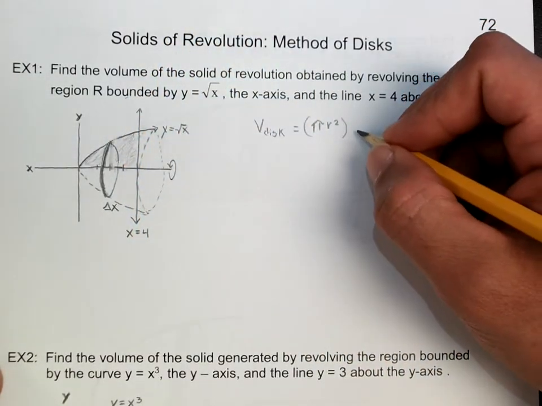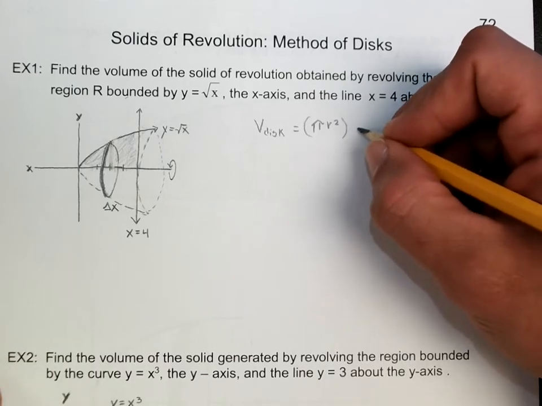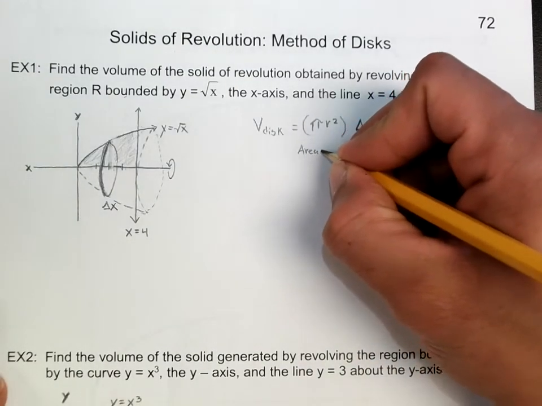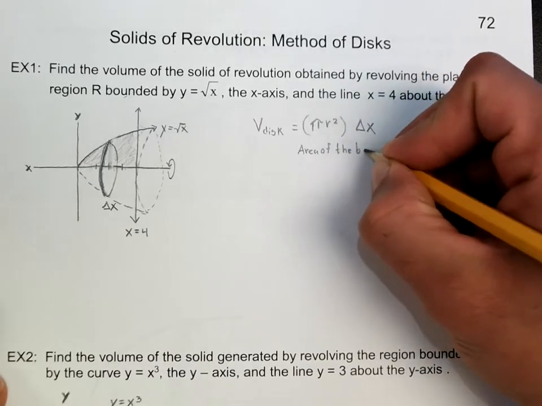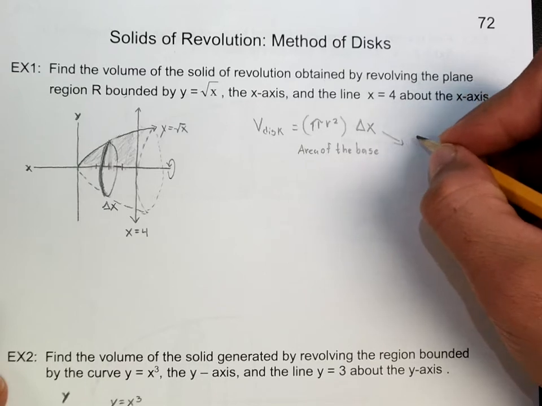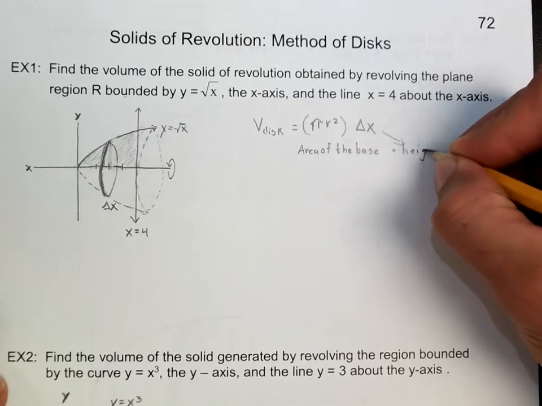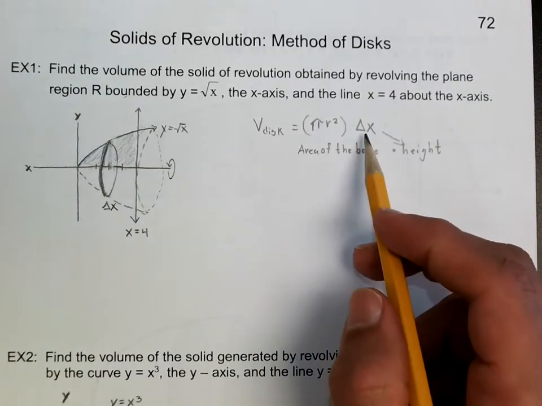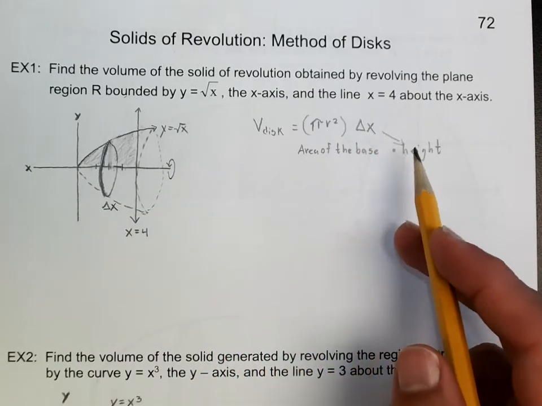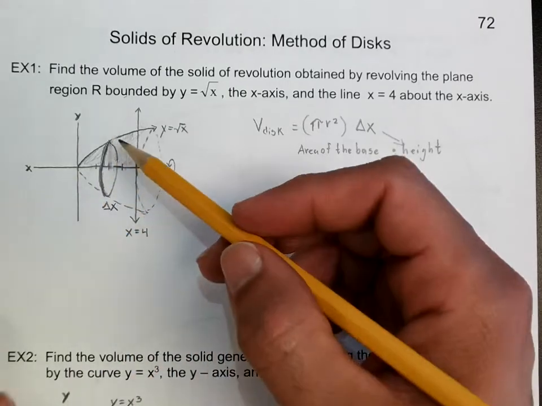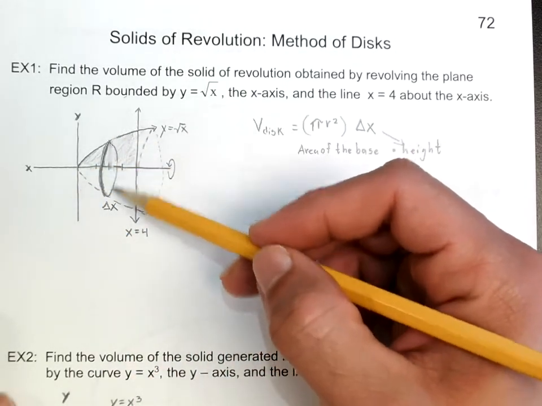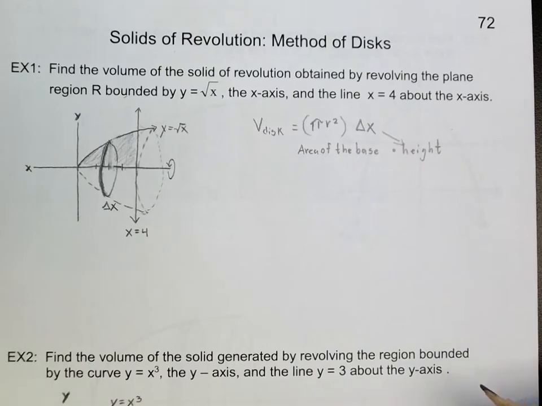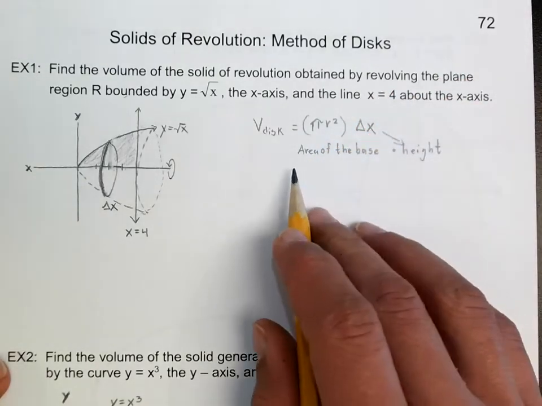So again, the volume of the disk is the area of the base times the height, which in this case we're calling delta x. I'll write that here: that would be the area of the base, times the height. The reason we're writing the thickness of each cylinder as delta x is because eventually we're going to find the volume by putting a bunch of disks in here. If I put a bunch of disks of different sizes, I can fill this up and get the volume of that.